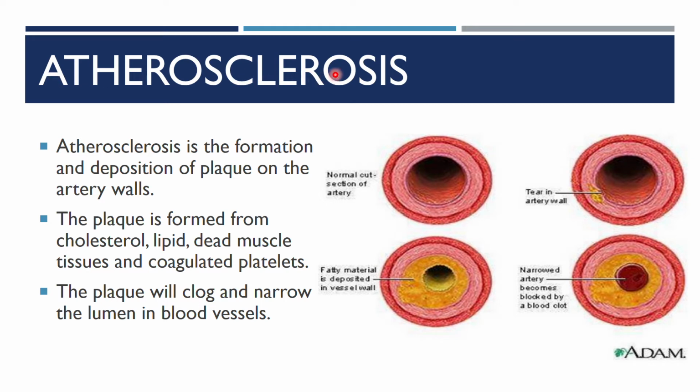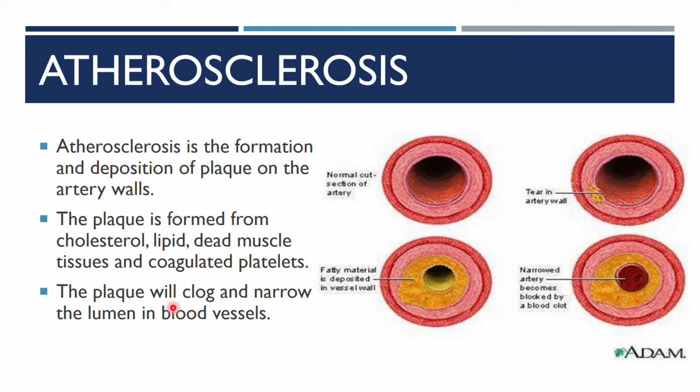Now this is arteriosclerosis, which is the formation and deposition of plaque on the artery walls. This is the normal cut section of the artery, and when there is a tear in the artery wall, there is injury. What will happen is that there will be dead muscle tissues as well as coagulated platelets in action. So the plaque is formed from cholesterol, which comes from diet high in fats, from lipid, from dead muscle tissues, as well as coagulated platelets.